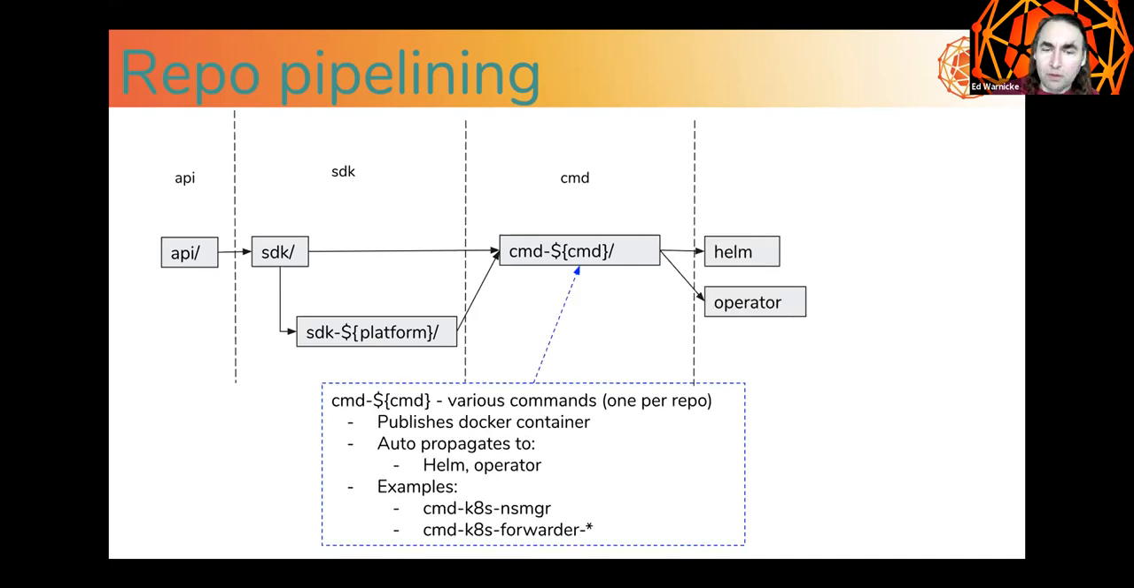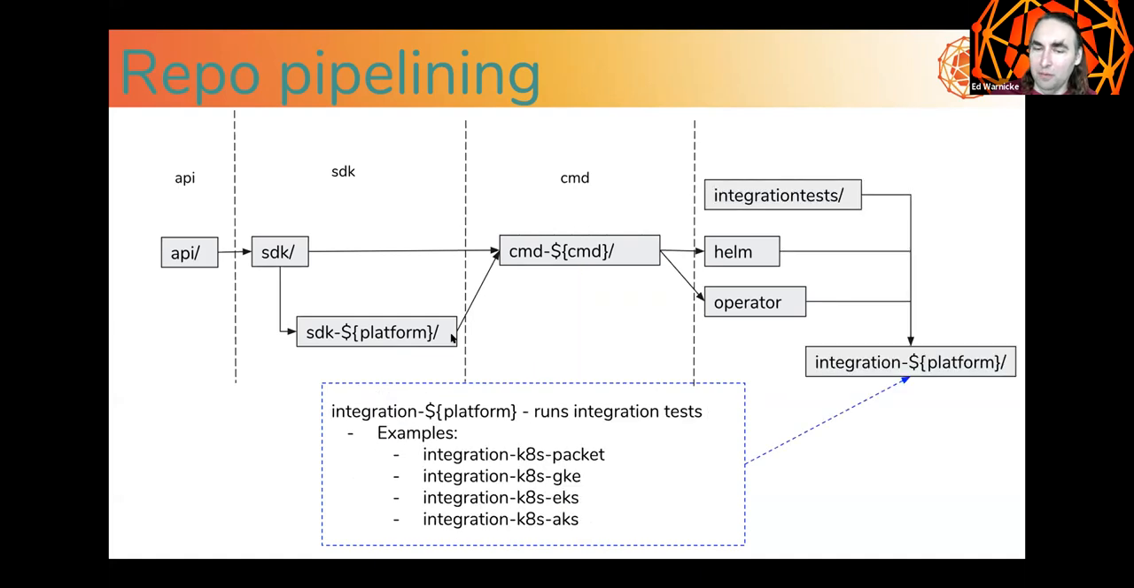Cool. And then the idea with the command repos is to have various commands, one per repo. These are the places that would publish Docker containers, initially to a staging Docker registry, so that they could be pulled by things further downstream, but effectively that's what's building and putting together the Docker images. And that would auto propagate to things that are more packagers like Helm or a Helm repo or operator repo.